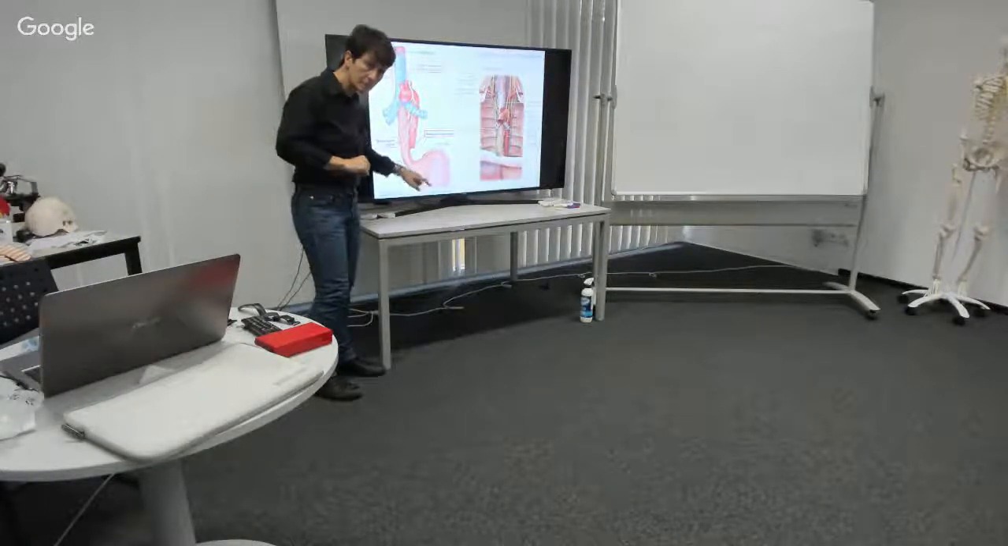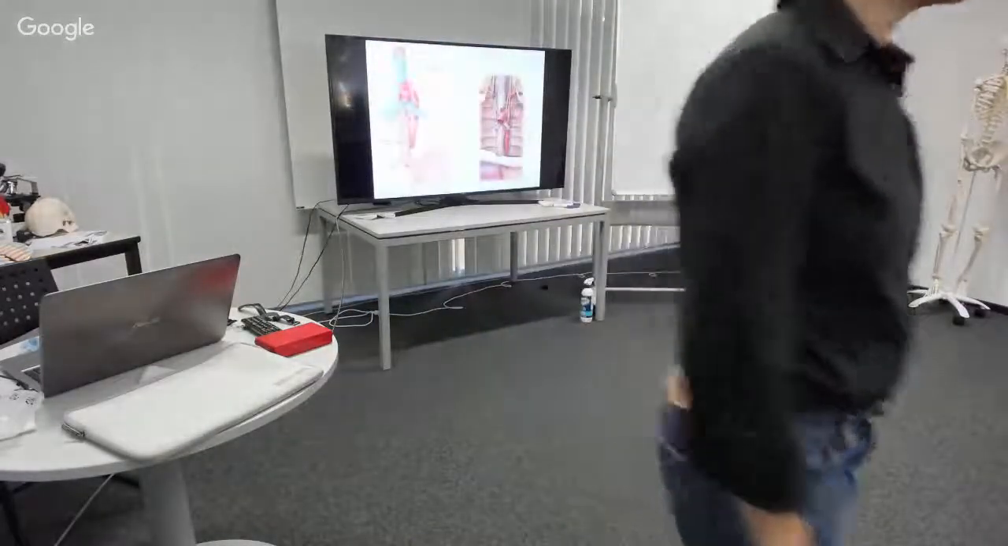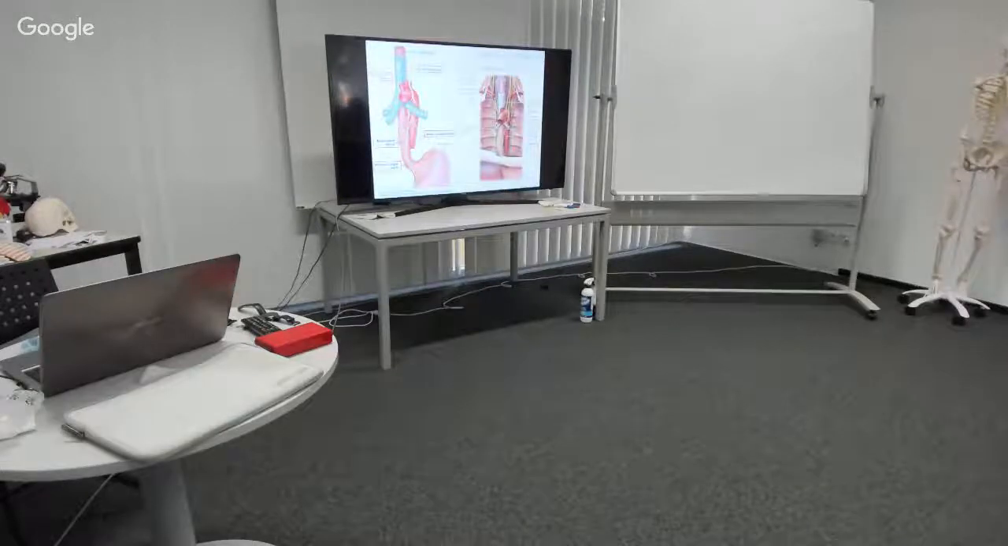So from the vagus we have the esophageal plexus. Yes, but these are parasympathetic fibers, the ones from the vagus, but also autonomic sympathetic fibers. But then anterior and posterior vagal trunk. Yes.